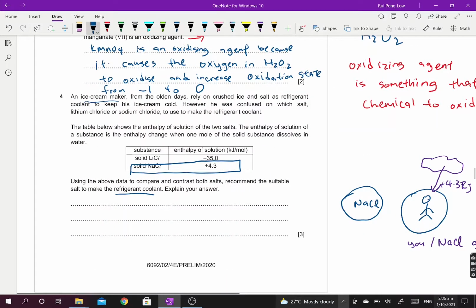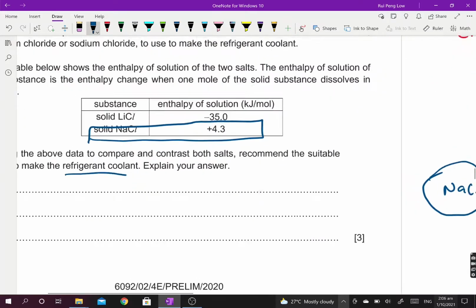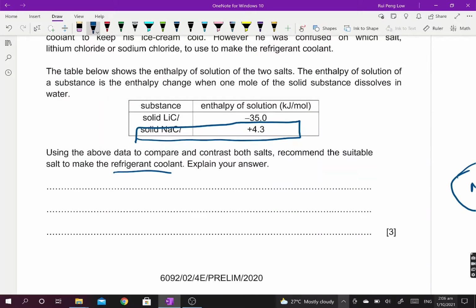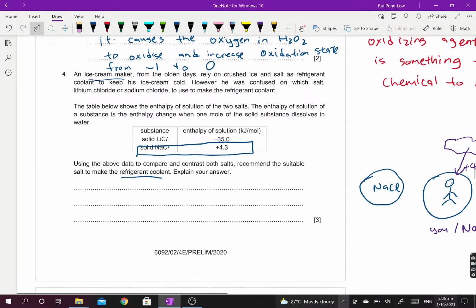Alright, so I spent a little bit more time to explain this so that those who are still at this stage, almost 1 month until your O levels, and still do not know how to differentiate exothermic and endothermic reaction, I hope it can really help you in this very last minute revision.